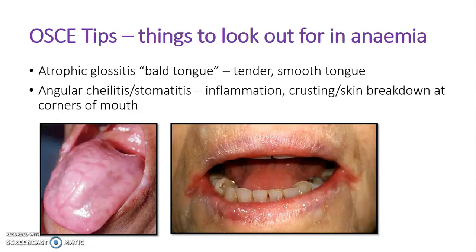They may have what's known as atrophic glossitis, which is a bald tongue, which you can see on the left. So a tender, smooth tongue. They might have, there's two different words for it, but I usually say angular stomatitis, which is inflammation and crusting around the corners of the mouth. So you can see it in this patient here, the crusting around the edge of the mouth.